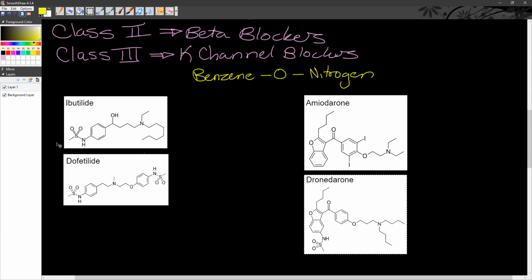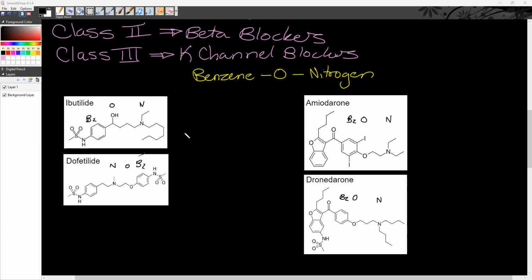All right. So the first drugs we're going to look at are ibutilide and dofetilide. And here we can see that we have the benzene ring, O, nitrogen. We have our benzene ring, O, nitrogen. Same thing over here. Benzene, O, nitrogen. And this is one of the identifying pieces that you can use. Again, does this have really any main purpose in real medicinal chemistry? No, but this is one way that you can help remember what the drugs are in a class.